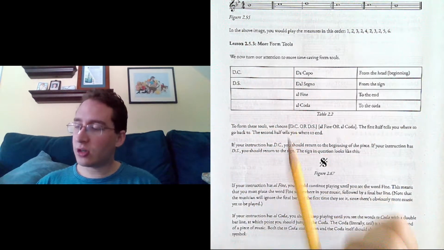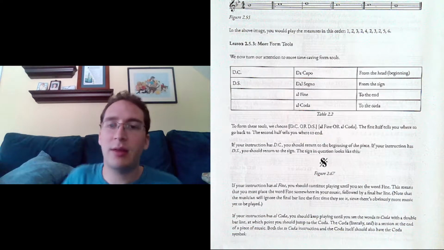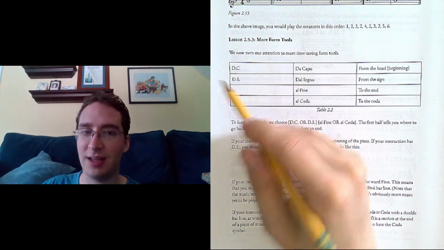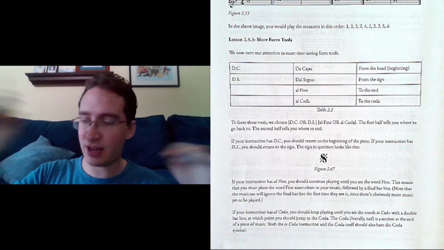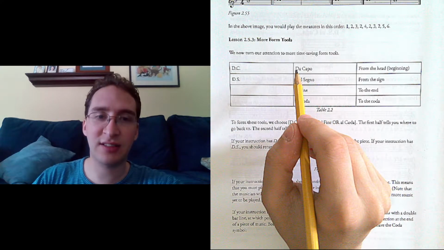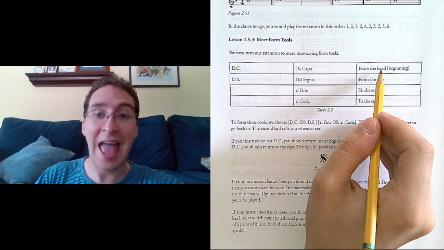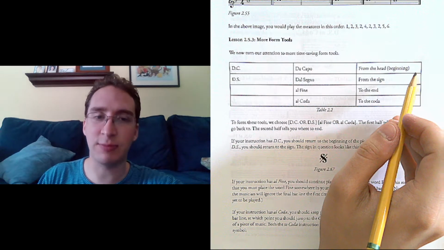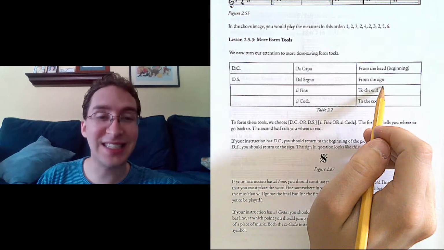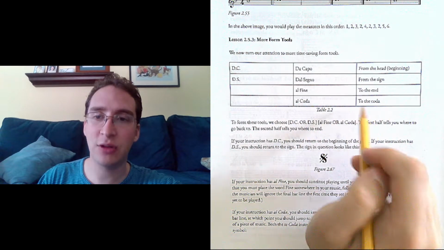So there are four terms that we are going to be concerned with. Again, these terms are Italian, because that is where people were using them and then propagated them to other people who liked them. You have the abbreviation DC, which stands, in this case, for da capo, and it means from the head, literally, or from the beginning of the piece of music. DS, dal segno, from the sign. Al fine means to the end. Al coda means to the coda.